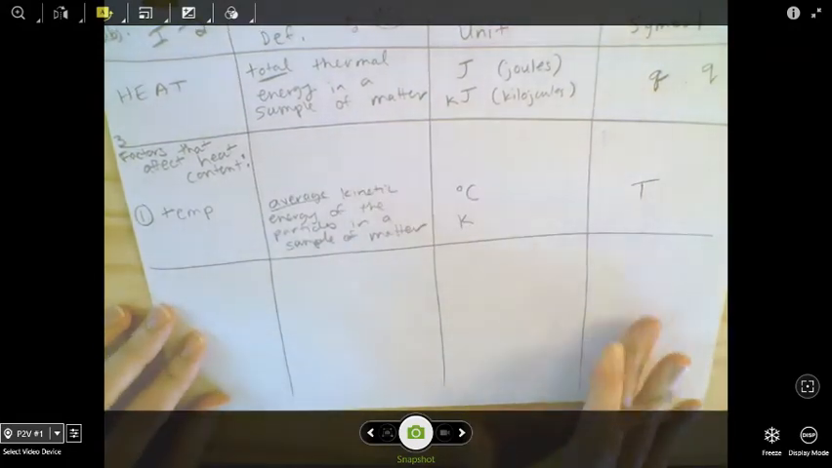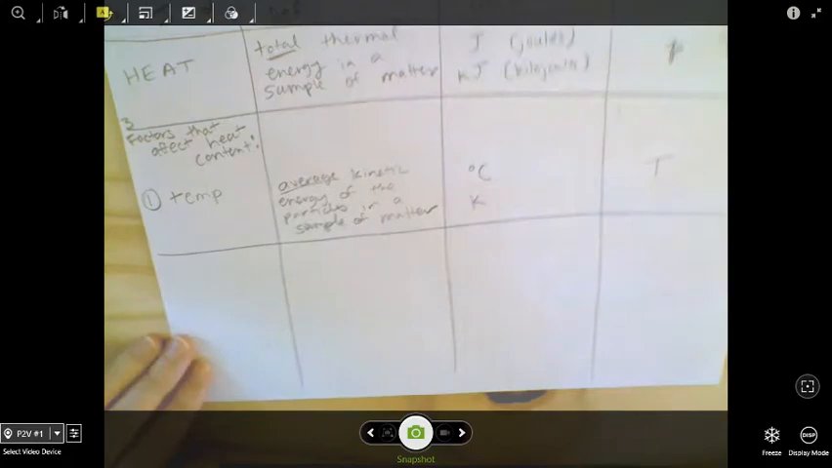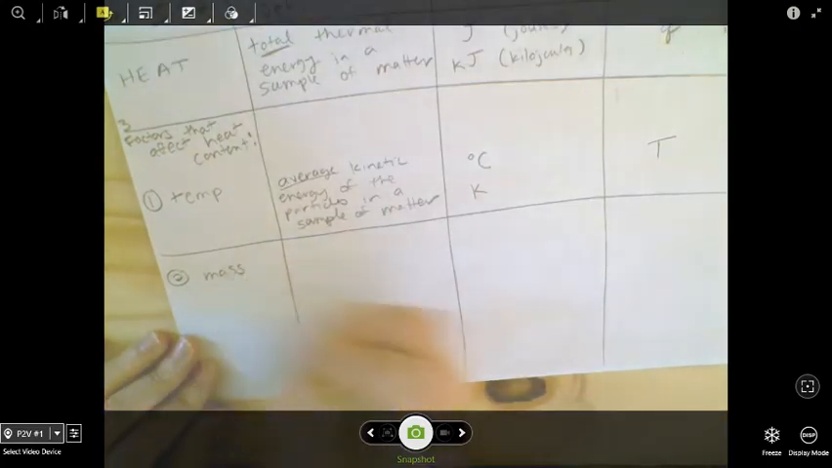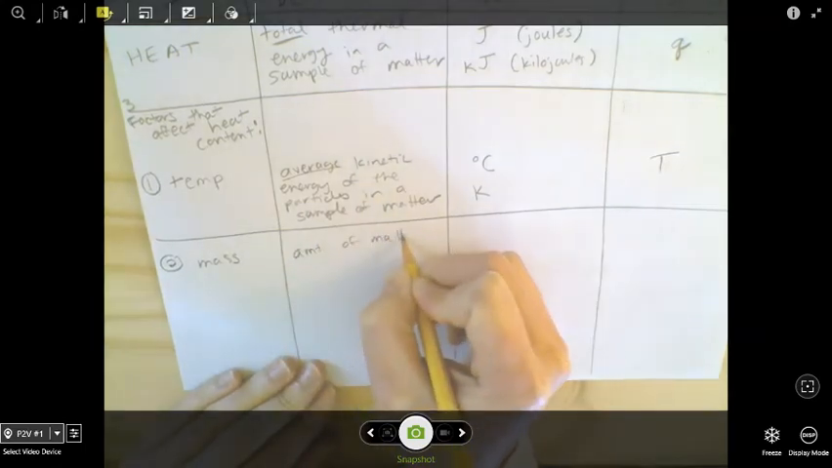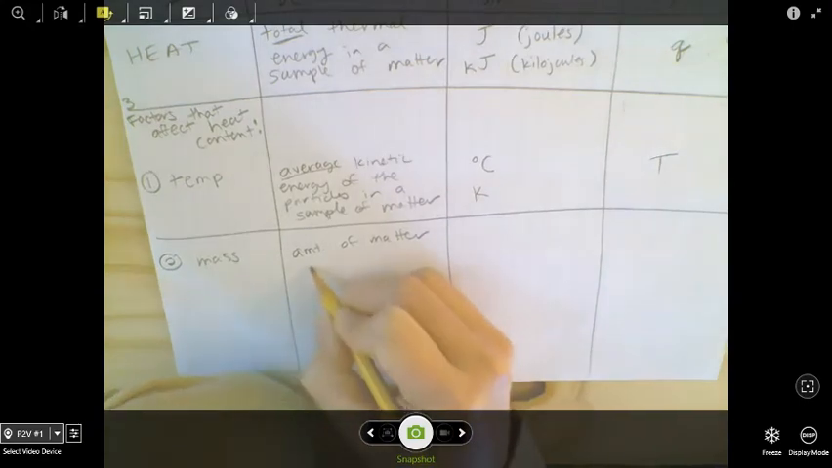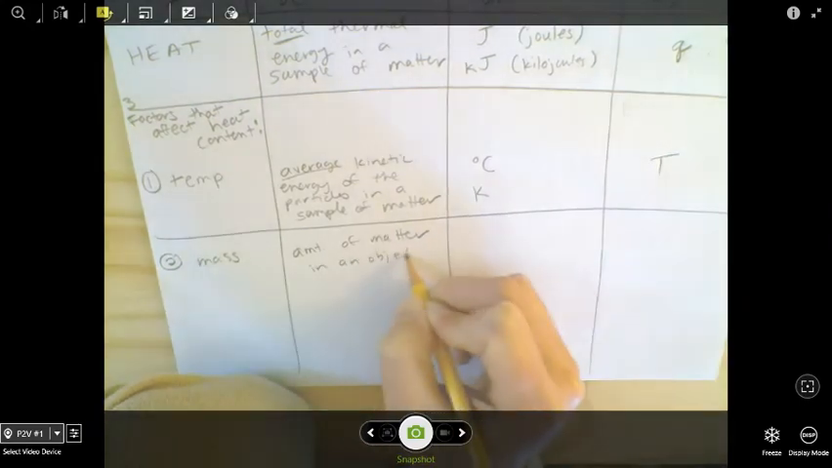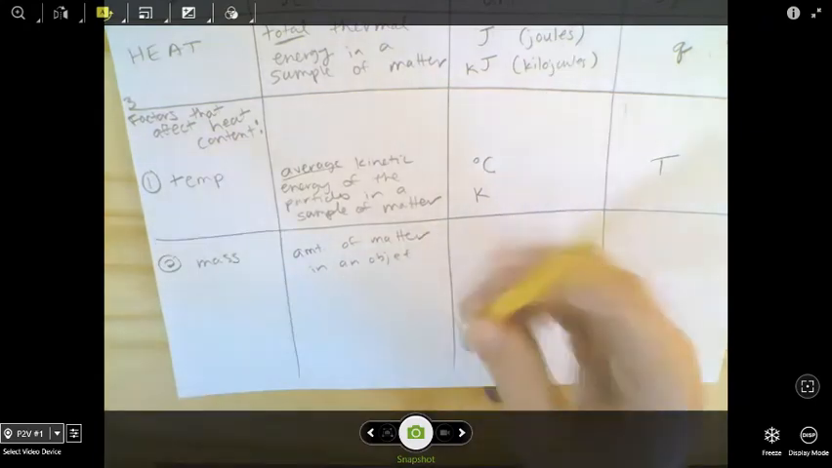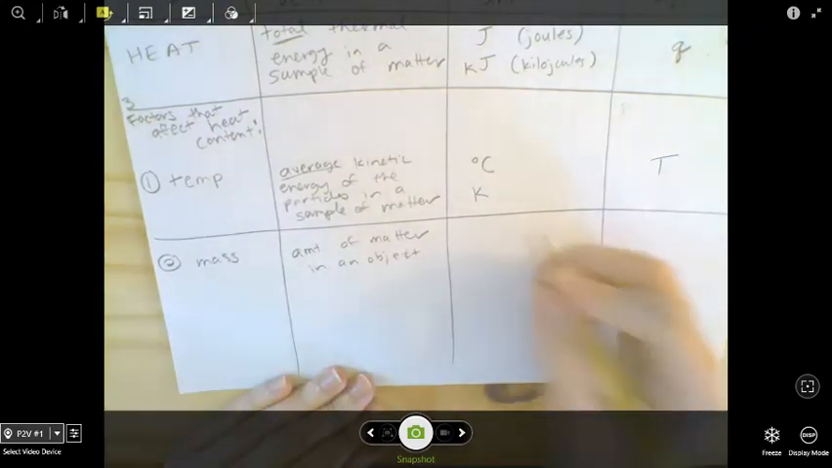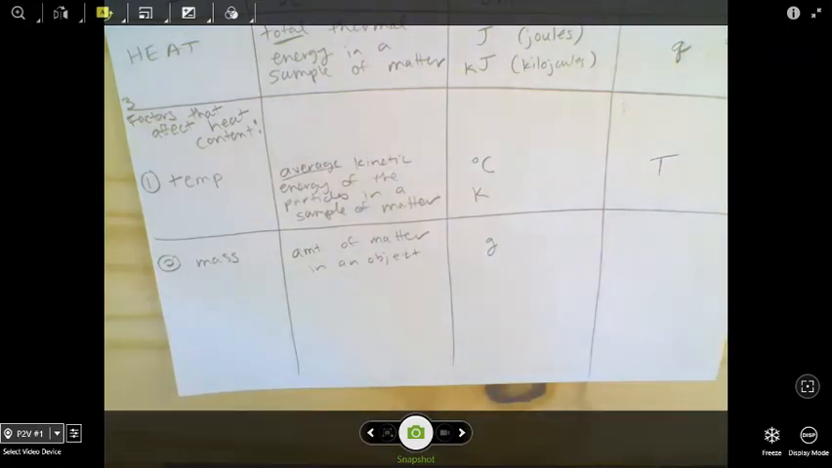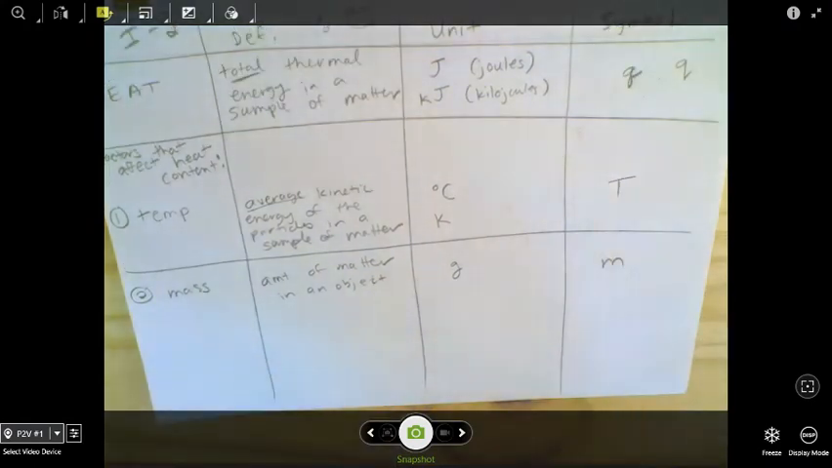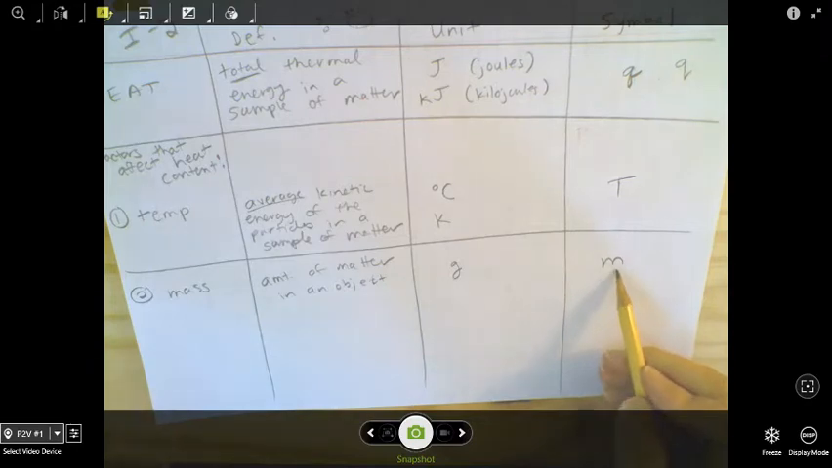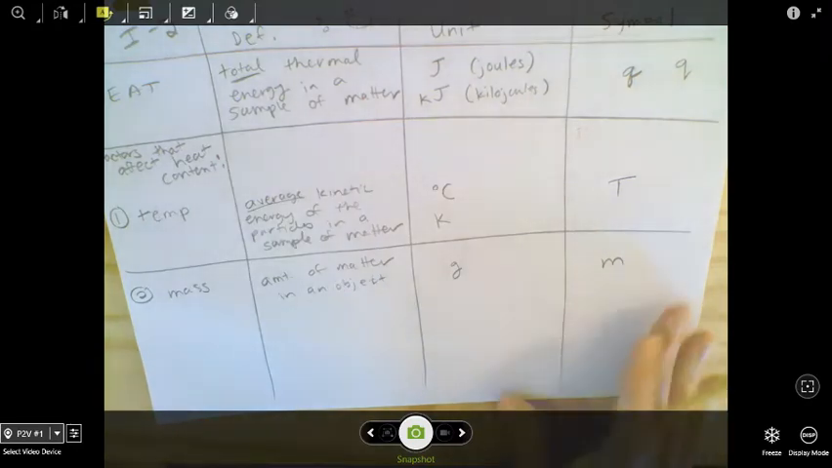All right. Second factor that we talked about in the do now is mass. Mass is a measure of the amount of matter in an object, which you already knew. The unit we usually use for mass is grams. Sometimes we use kilograms in some of these problems that we're going to do in the next objective. And the symbol for mass is a lowercase m. So when you see a lowercase m in a formula, it's not meters, it means mass. It means this is where you plug in the mass.